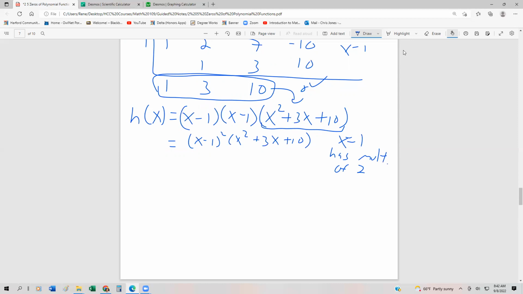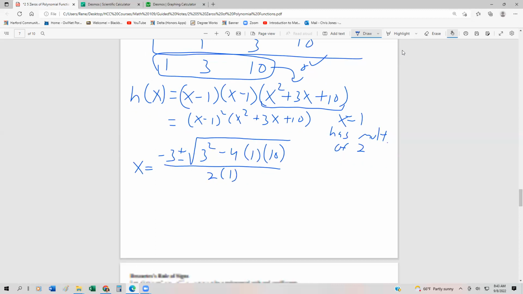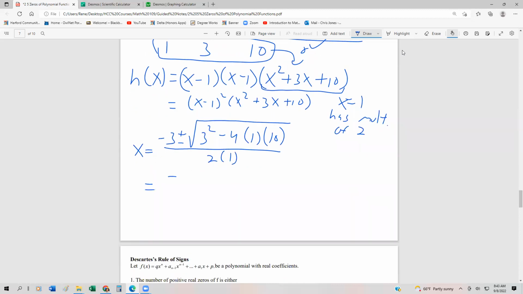Okay. Now we're going to solve this. I don't think we can factor this nicely. So let's go ahead and use our quadratic formula. So x is going to be -3 plus or minus the square root of 3 squared minus 4 times 1 times 10 divided by 2 times 1. And then if I simplify this, that's going to be -3 plus or minus the square root of 9 minus 40 divided by 2, which means that we get -3 plus or minus the square root of -31 divided by 2.